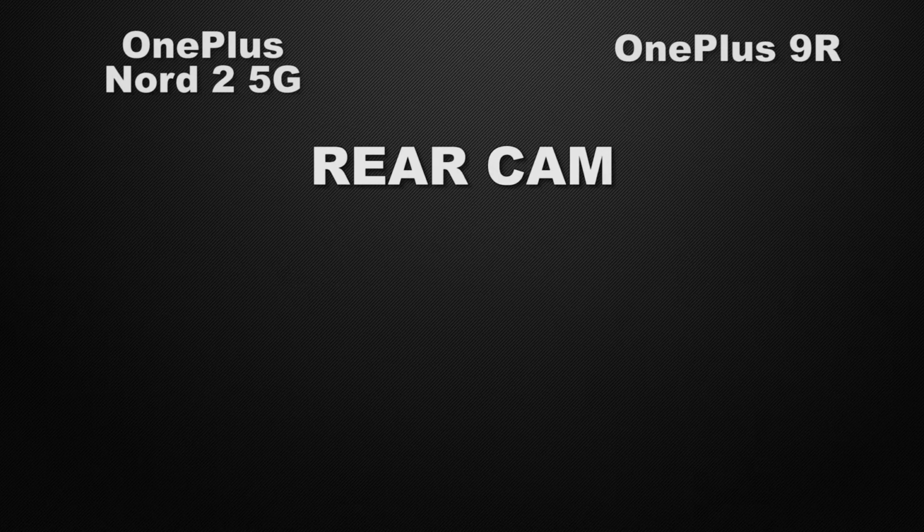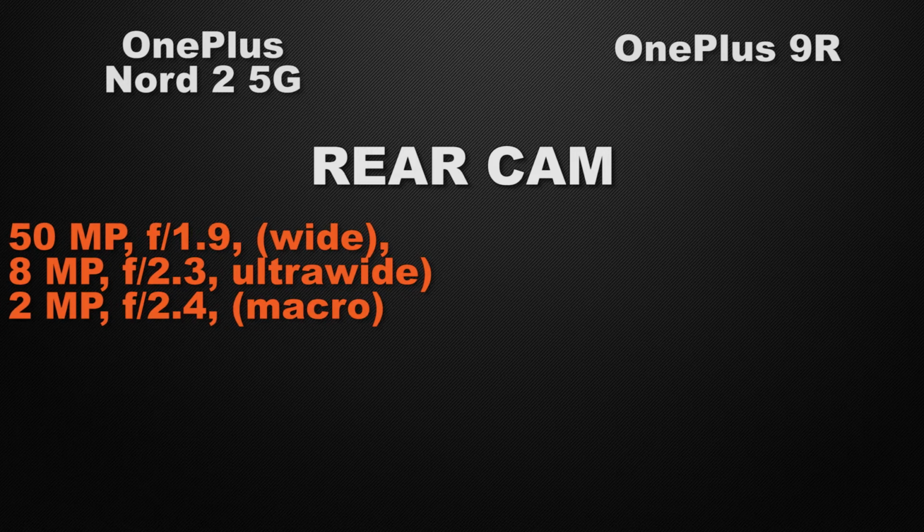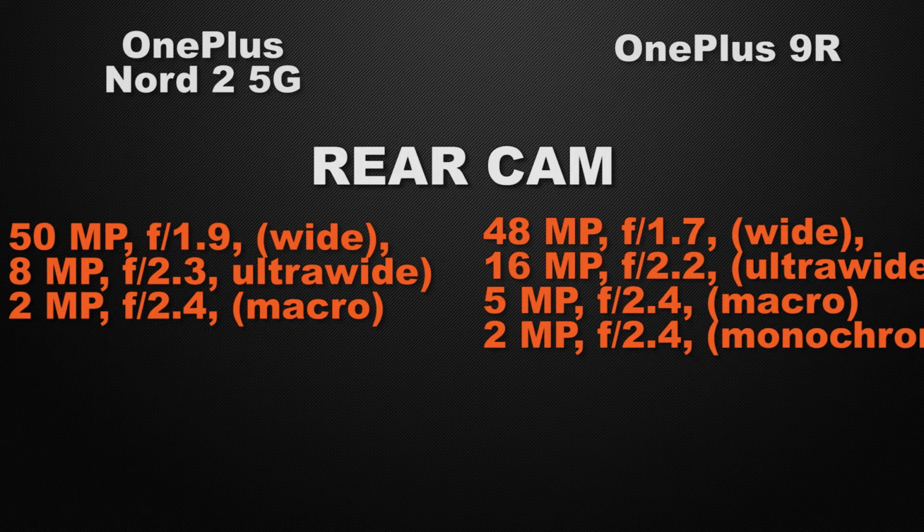Let the comparison start with the camera of the devices, talking about the rear camera of the devices. Nord 2 has a triple camera setup, 50 megapixel of wide camera, 8 megapixel of ultra wide camera and 2 megapixel of macro camera. Whereas 9R comes with quad camera setup, 48 megapixel of wide camera, 16 megapixel of ultra wide camera, 5 megapixel of macro camera and 2 megapixel of monochrome sensor.